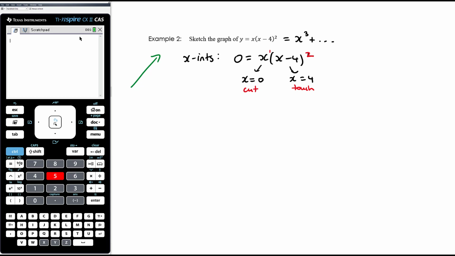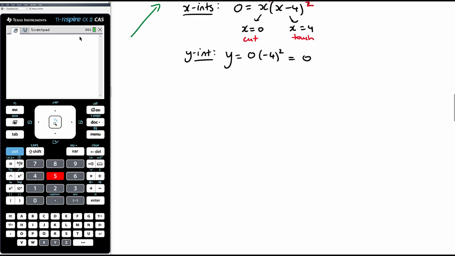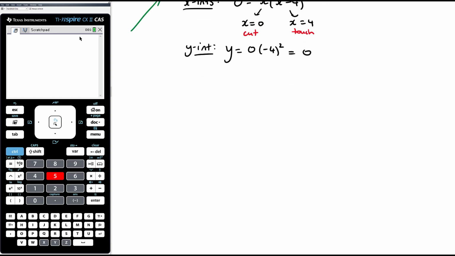Okay. Our y-intercept, we let x equals 0, but actually if we're thinking a little bit already, if there's an x-intercept at 0, that is also the y-intercept. The graph is going through the origin. We're getting 0 times -4 squared, but it's just going to be 0. So our y-intercept is at the origin. We go up as we go from left to right.